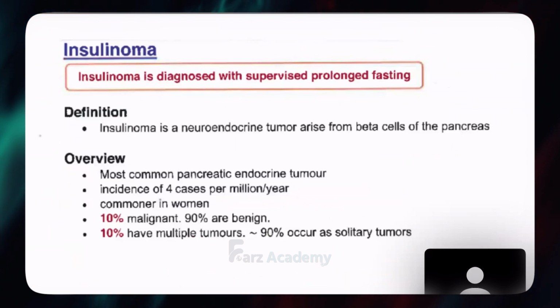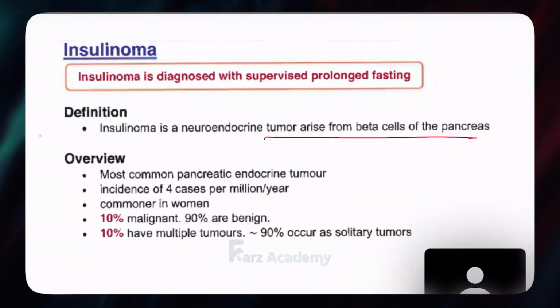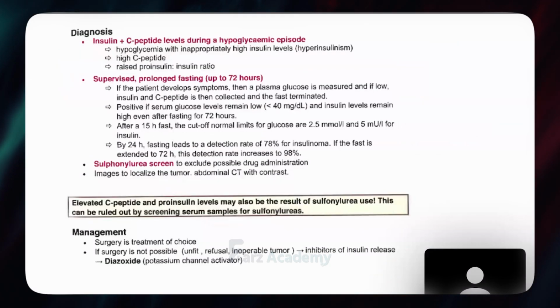So now coming to some last 3-4 topics which often come up in the exams. So what is insulinoma? Insulinoma is a tumor arising from the beta cells of the pancreas. 90% are benign, 10% are malignant. Insulin plus C-peptide levels during a hypoglycemic episode, with high C-peptide levels and raised proinsulin to insulin ratio. High C-peptide levels, as I told you, mean that the patient is generating endogenous insulin. So there is something which is producing insulin. So the most common cause is insulinoma.